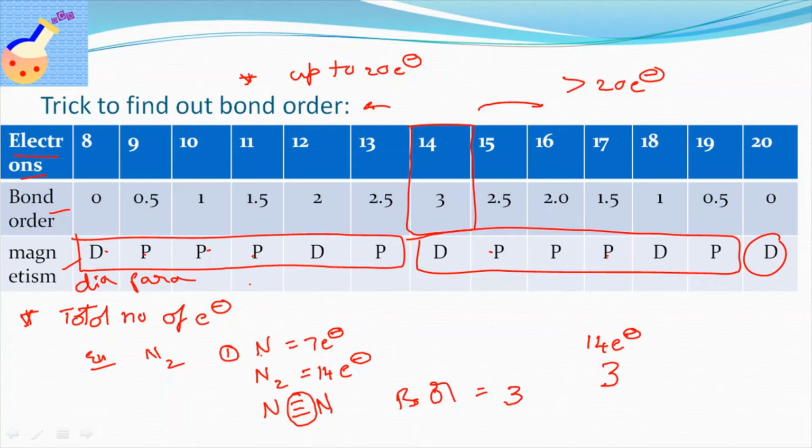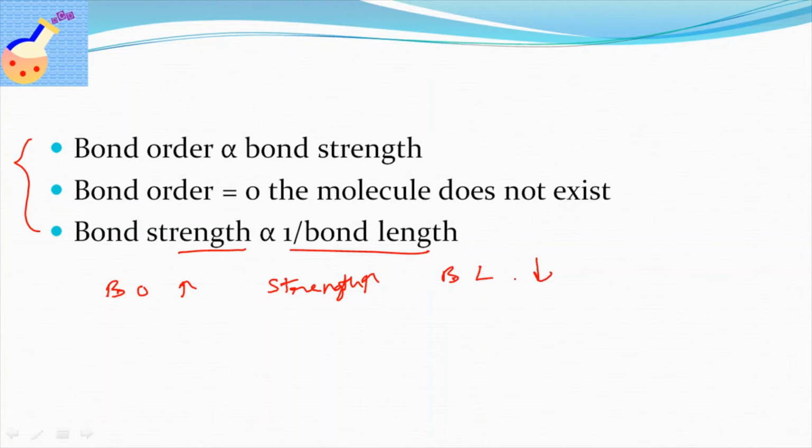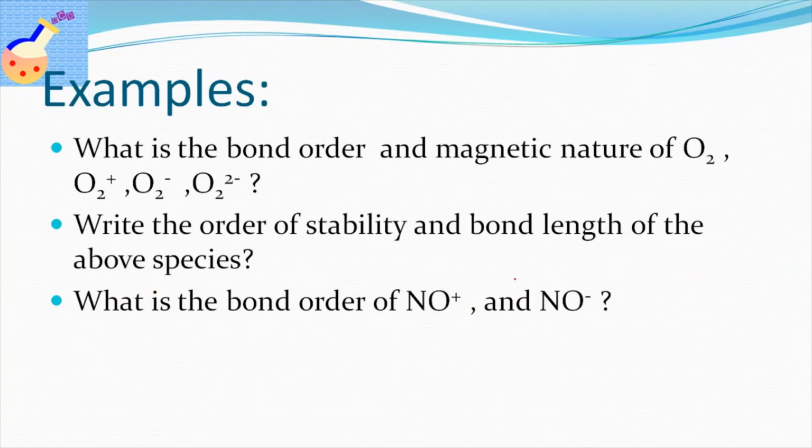Got it? Now let us discuss how to solve the problems. Before that, there are 3 more important points. Please make a note. Bond order is directly proportional to bond strength and bond strength is inversely proportional to bond length. That means if bond order increases, bond strength also increases. And what about the bond length? It decreases. Got it?